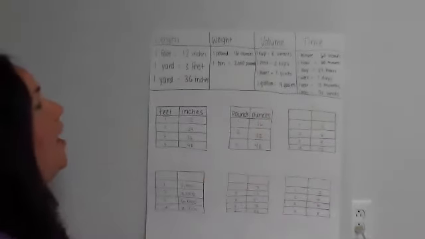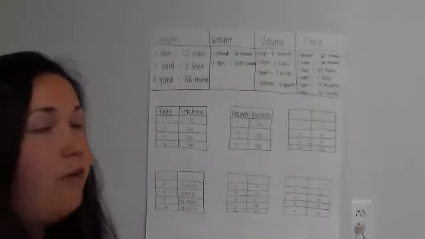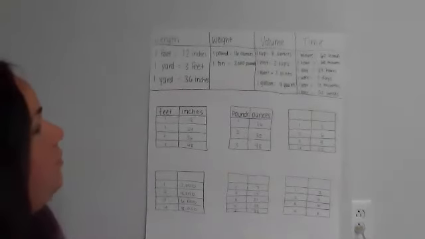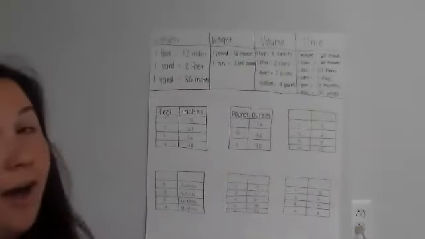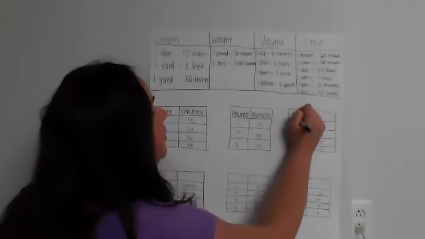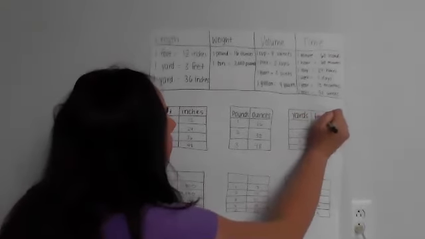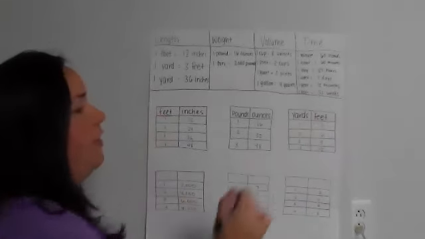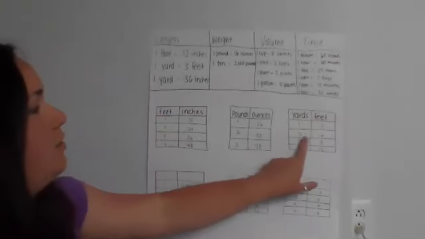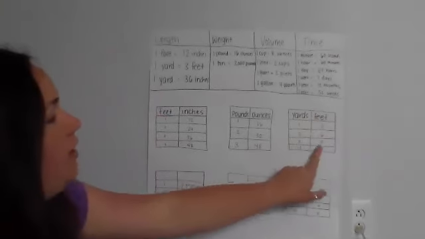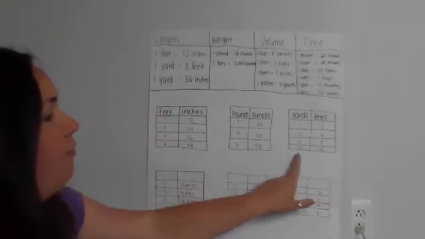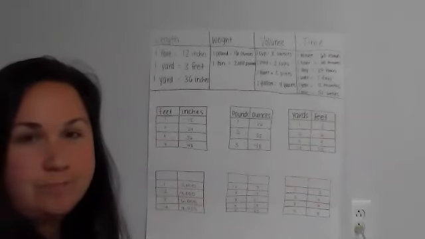Take a minute and look up there. If you need to pause the video, find the relationship that I could be referring to. Hopefully you found yards and feet. There are 3 feet in 1 yard, 6 feet in 2 yards, 9 feet in 3 yards, and 12 feet in 4 yards.